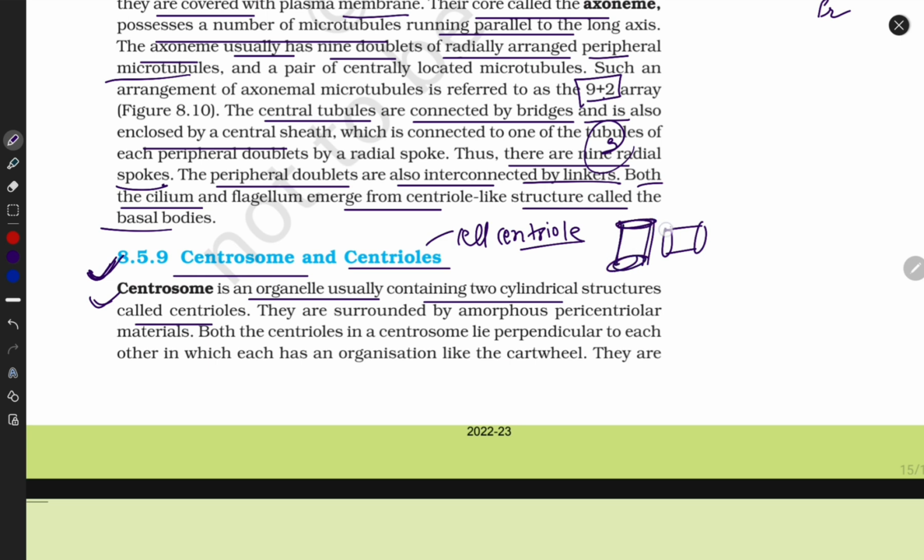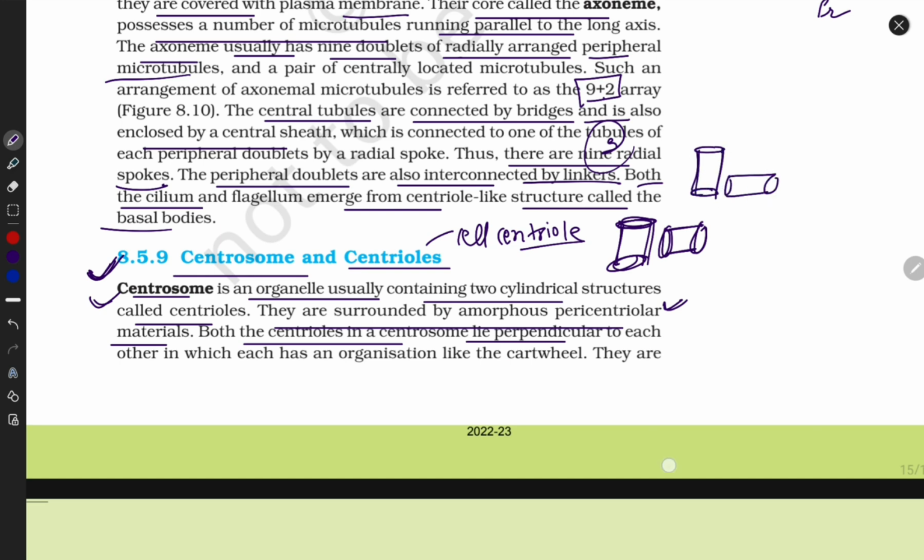Two cylindrical structures contain the centrosome. They are surrounded by an amorphous pericentriolar material. They are covered with this kind of material. Both the centrioles in a centrosome lie perpendicular to each other. Look here, I am drawing one centriole and the other is perpendicular.